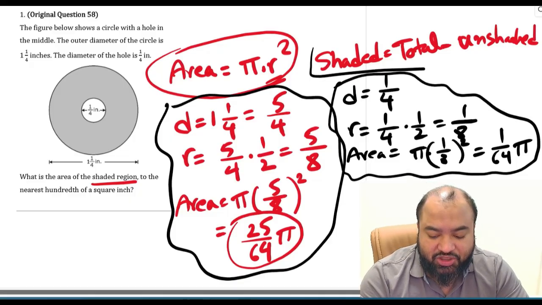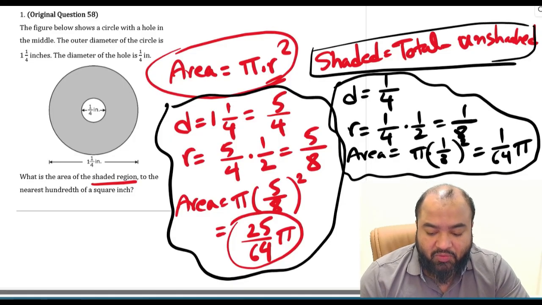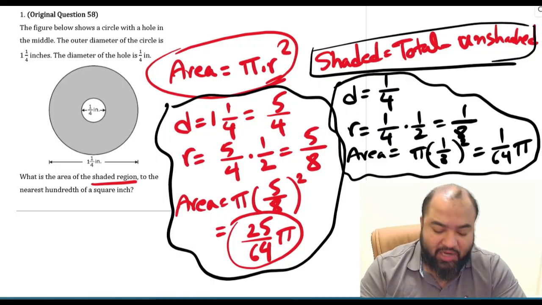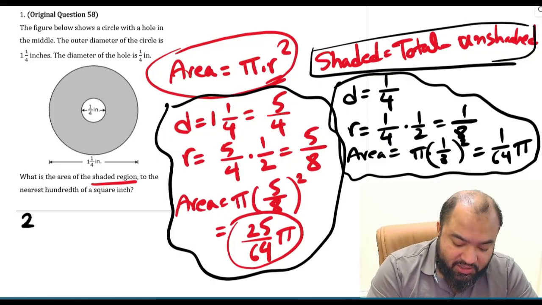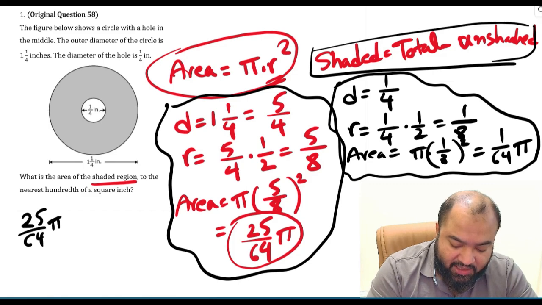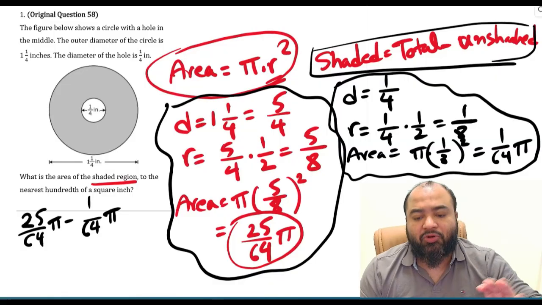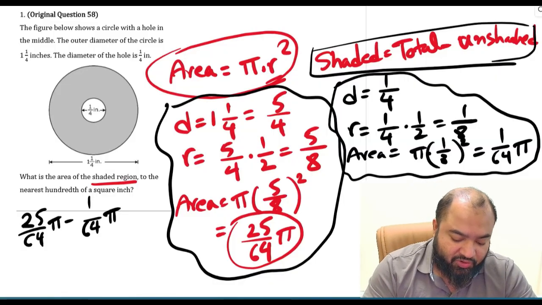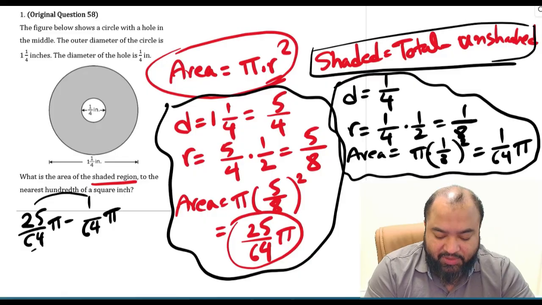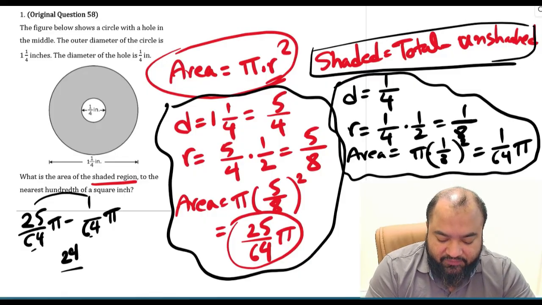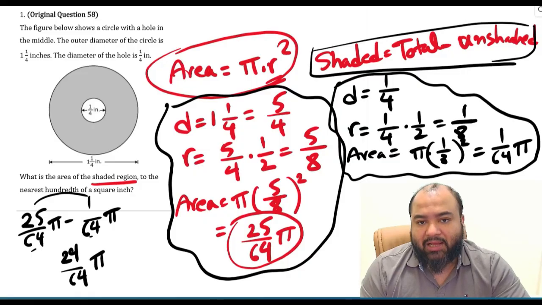Now, how do I find the shaded, guys? What do we do? Add or subtract? Subtract, you're right. I'm going to do it here. So the big area, which is 25/64 pi minus 1/64 pi. I'm going to ignore the pi for the moment. So this is 25 minus 1. You know the common denominator is 64. So it's 24/64 pi. I'll just keep the pi there.